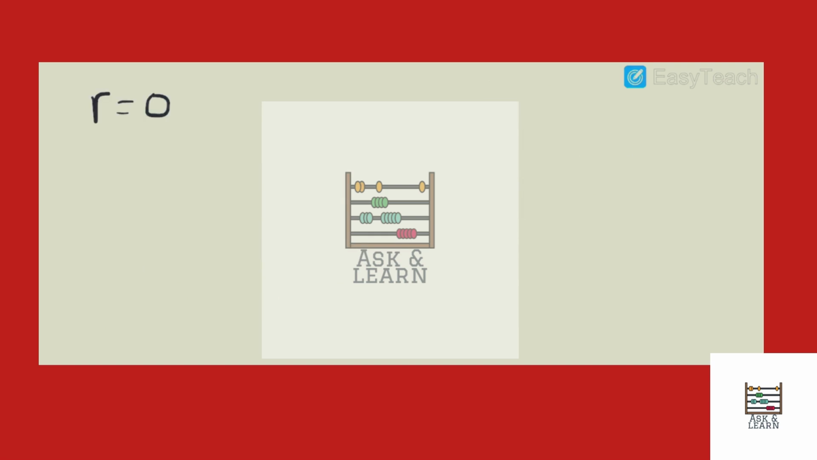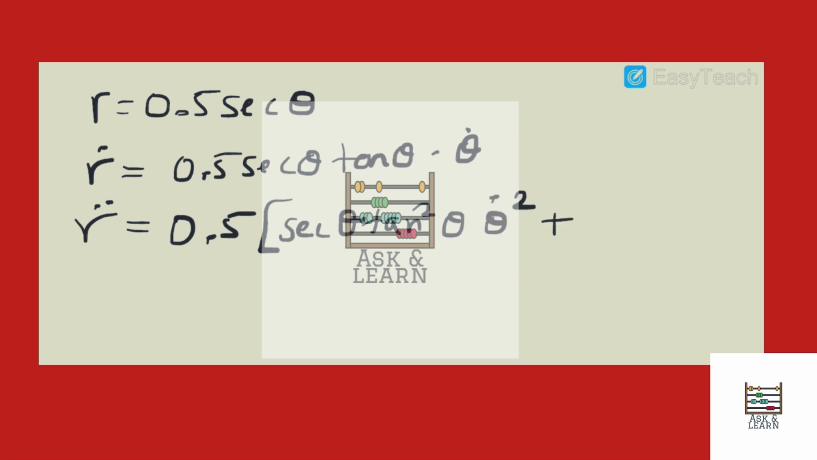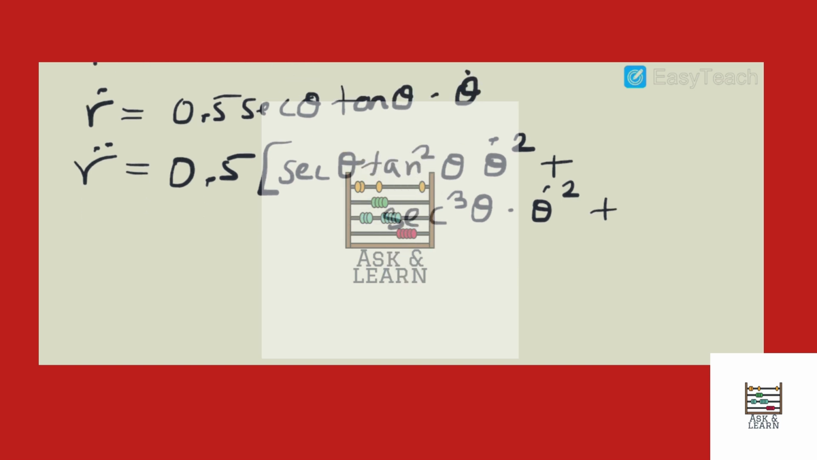We know that r is equal to 0.5 secant theta. Therefore, we can solve for r dot, and that's equal to 0.5 secant theta tangent of theta times theta dot. Then we can solve for r double dot and take the derivative again. And we see that this is equal to 0.5 secant theta tan squared theta times theta dot squared plus secant cubed theta times theta dot squared plus secant theta tan theta times theta double dot.